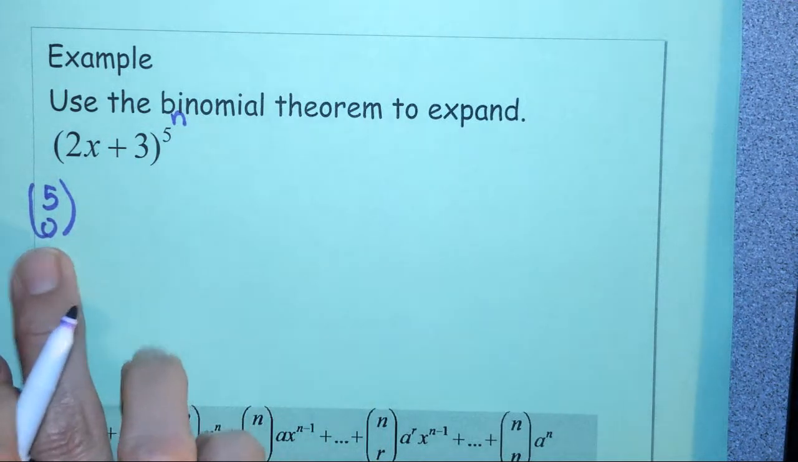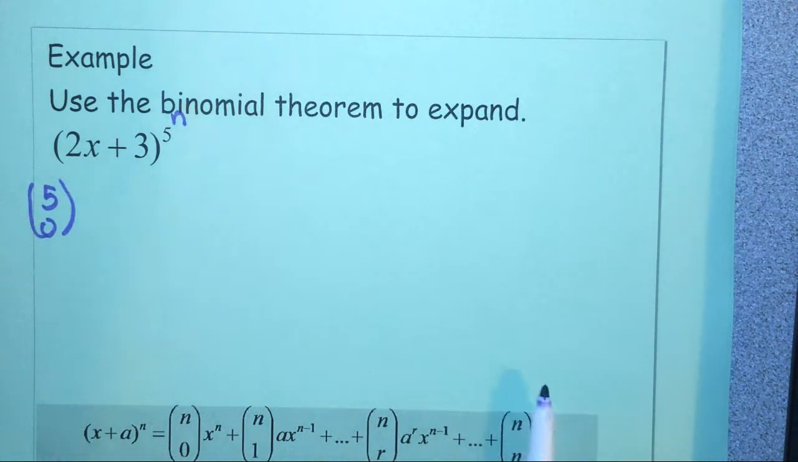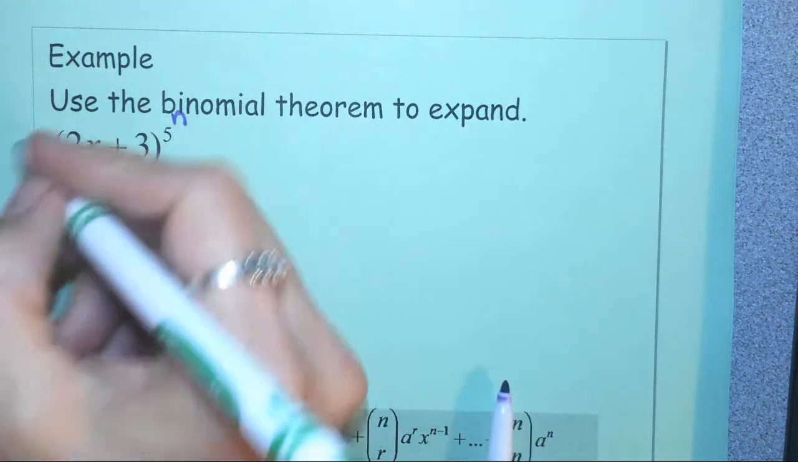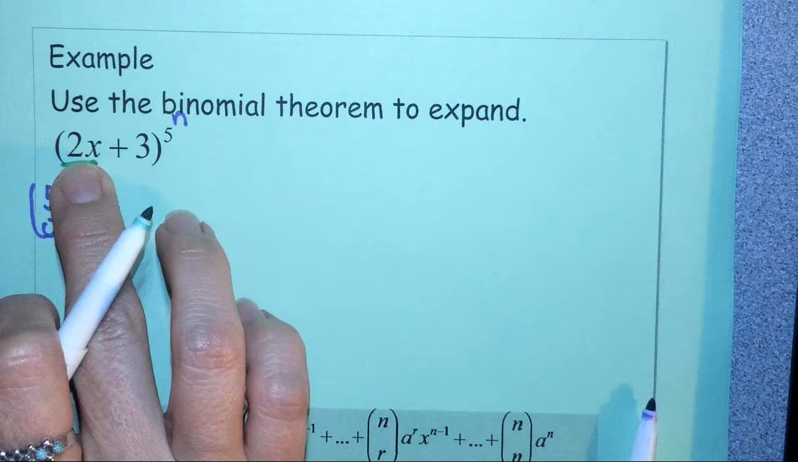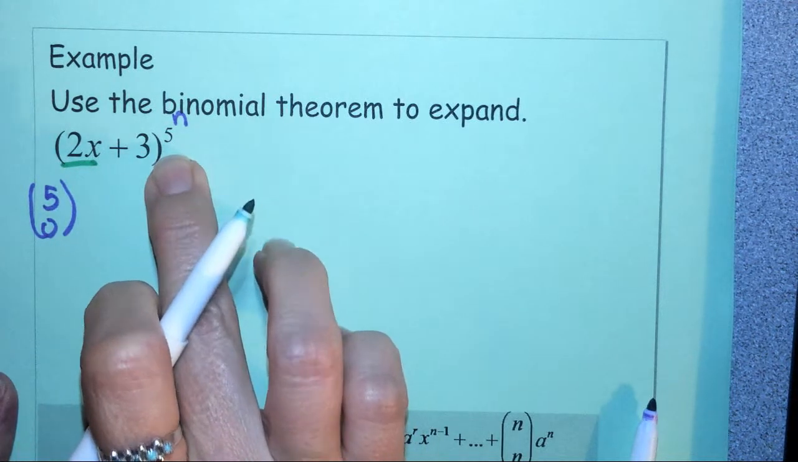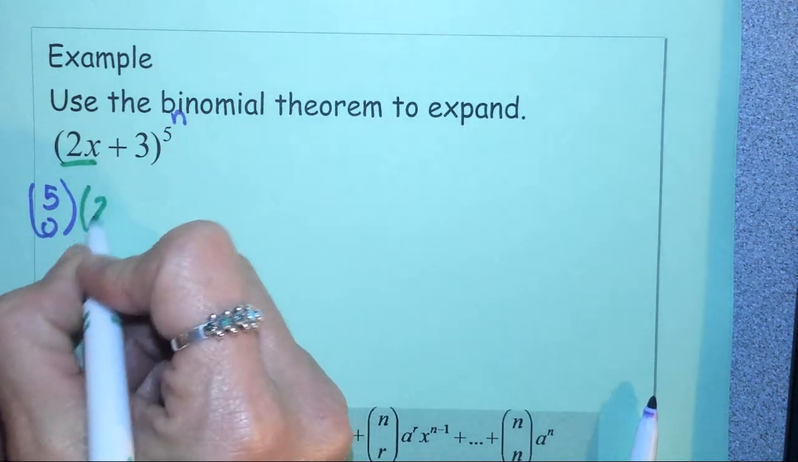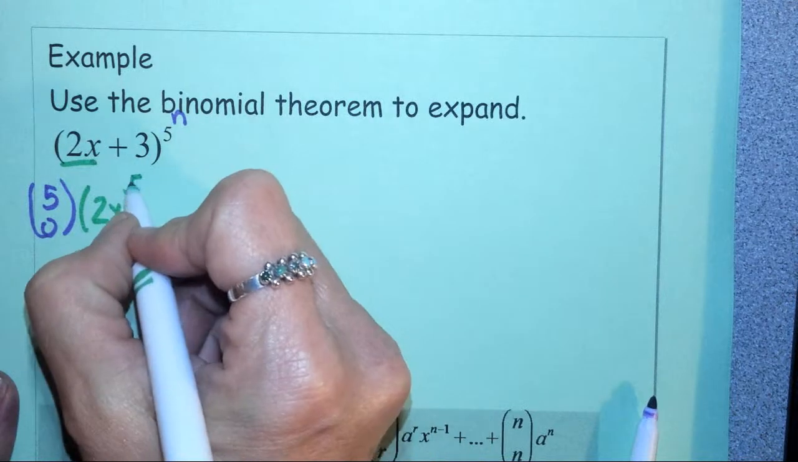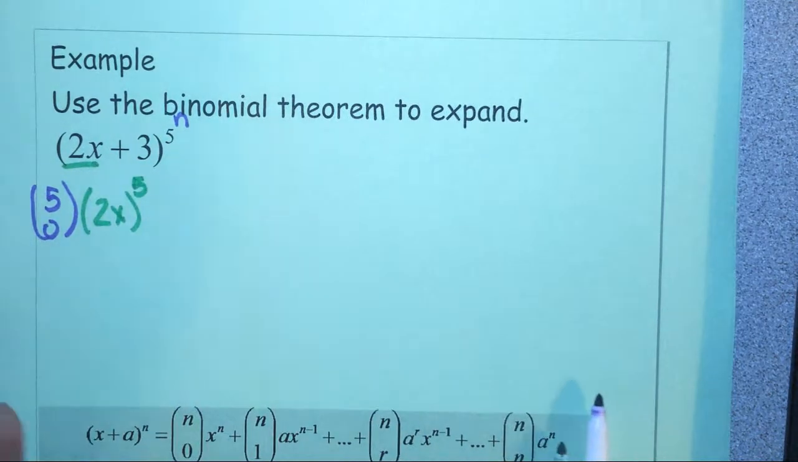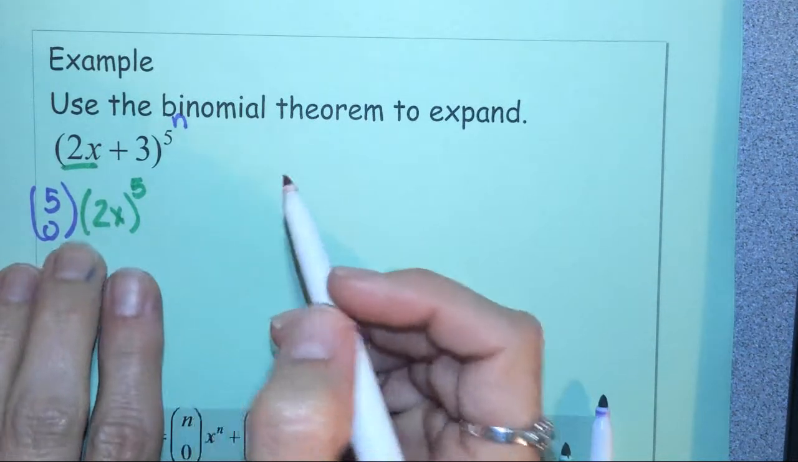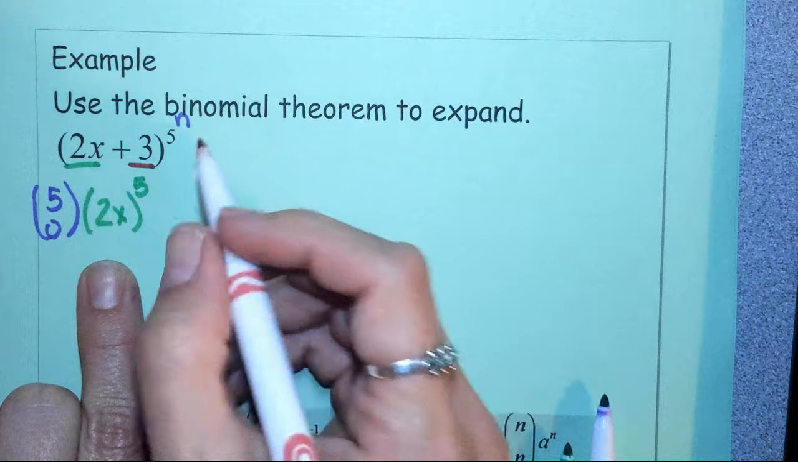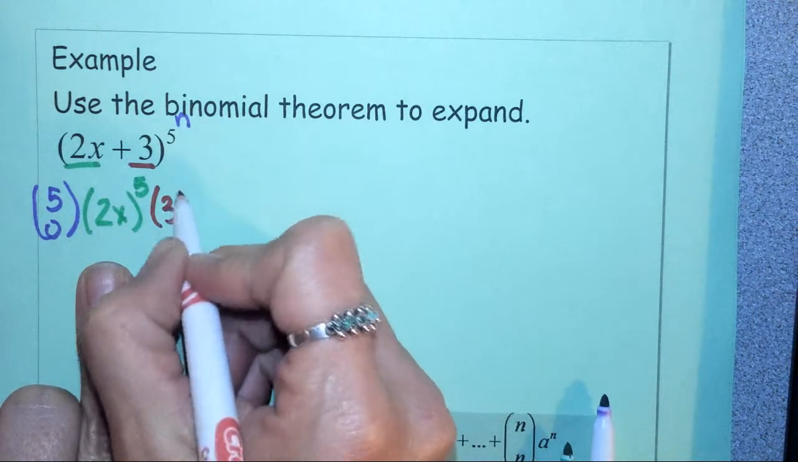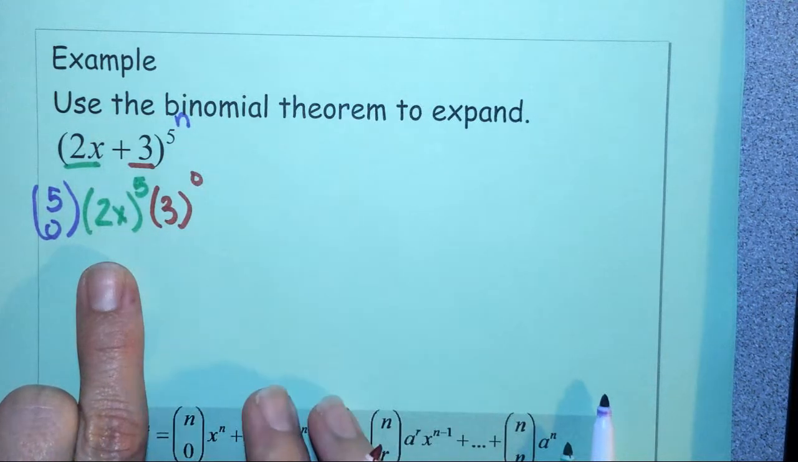So that's the first thing that's going to be in front of every term. The second thing in front of every term is you're going to take your first number here, whatever it happens to be, and raise it to the n. So I'm going to have 2x to the 5th. And the last thing you have to do, you have to do 3 things. The last thing for each of these terms is you're going to use your last number and raise it to the 0.